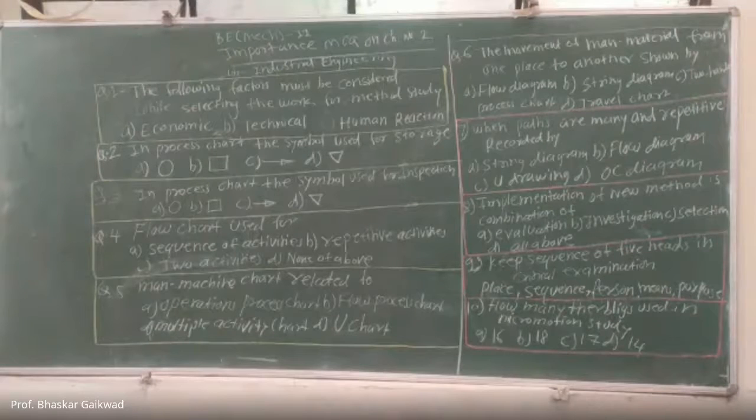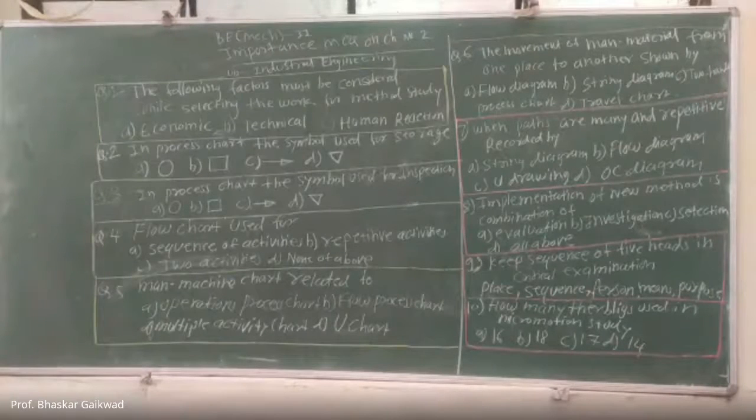Already some questions I have given in that quiz number two. Other than this, some questions are here. 10 questions are there. Once again I will repeat and then I will go to the next chapters. The following factors must be considered while selecting the works for method study. Which factor is important for selecting method study? Method means the process of doing any job. That is the method. So here we require economic, technical, and human reactions with that.